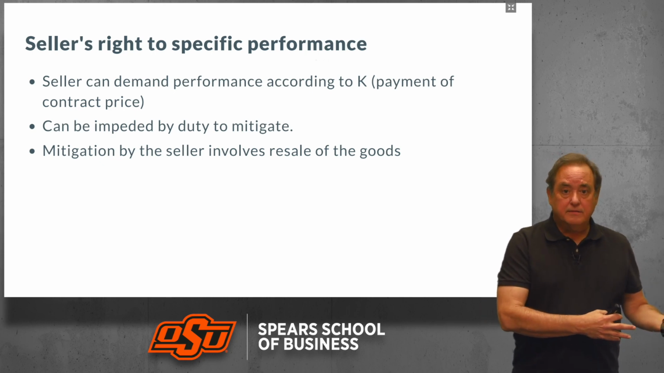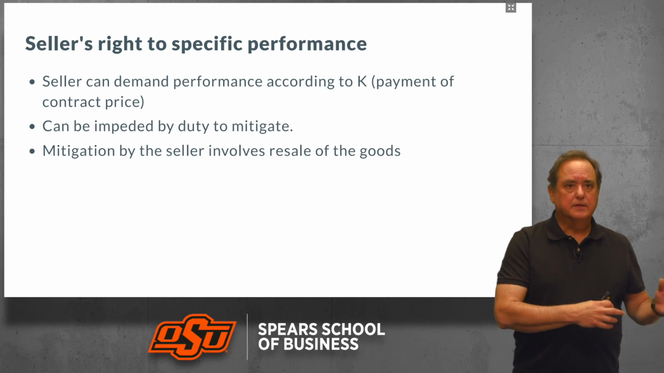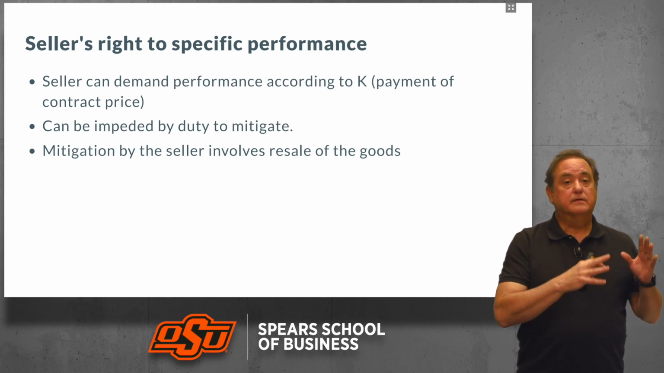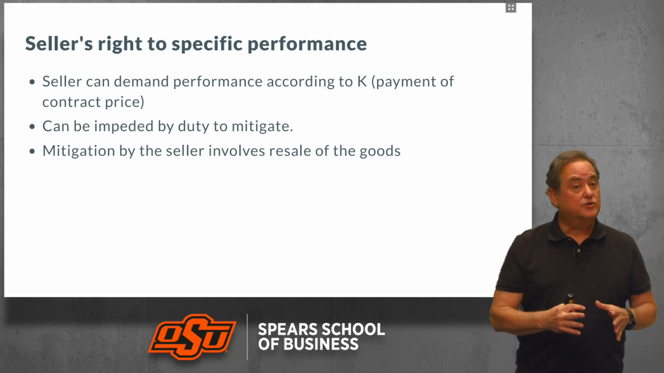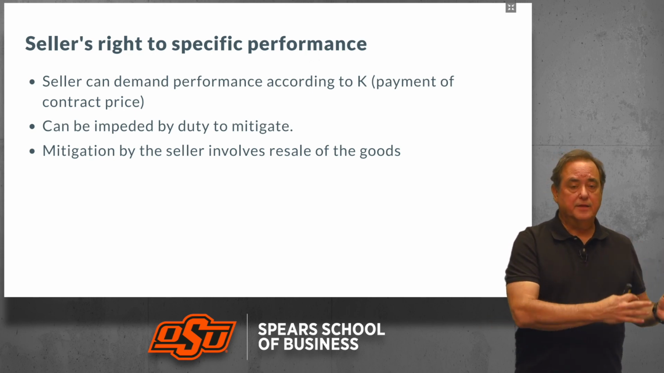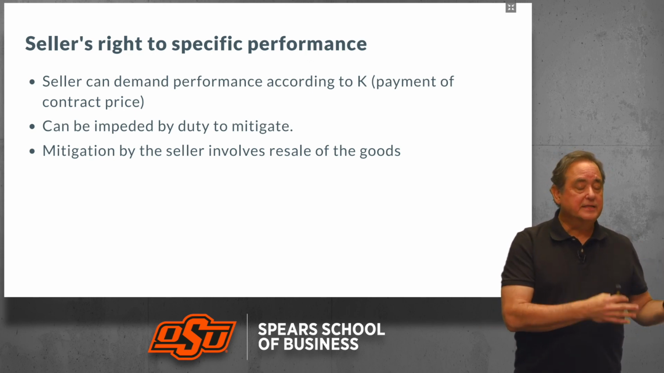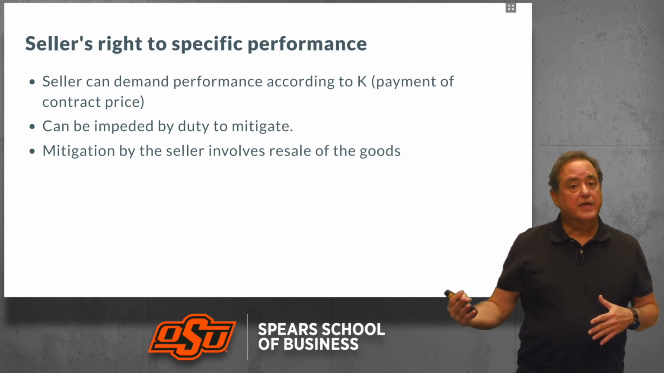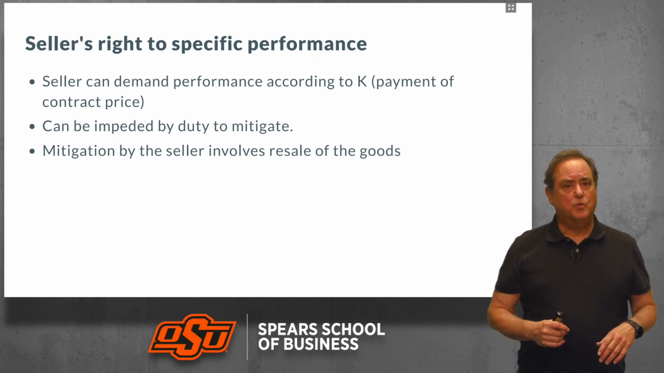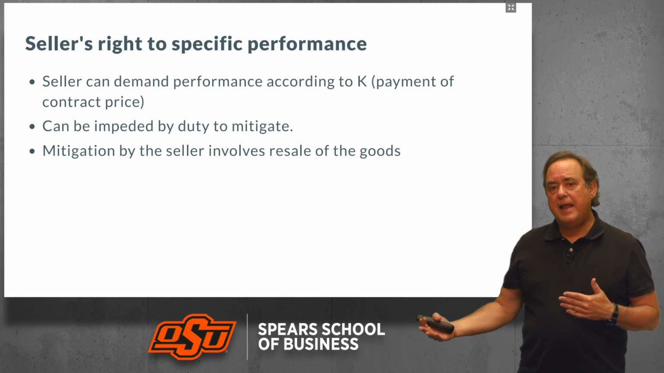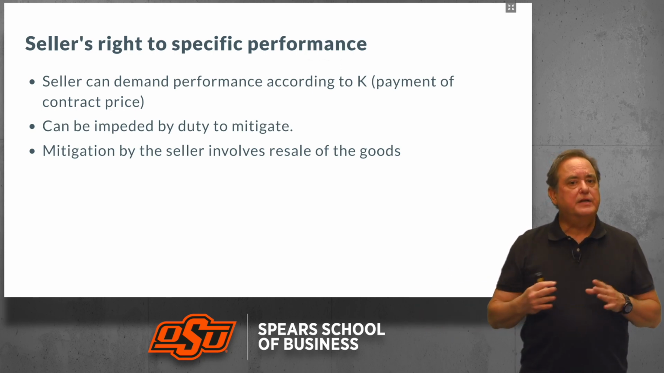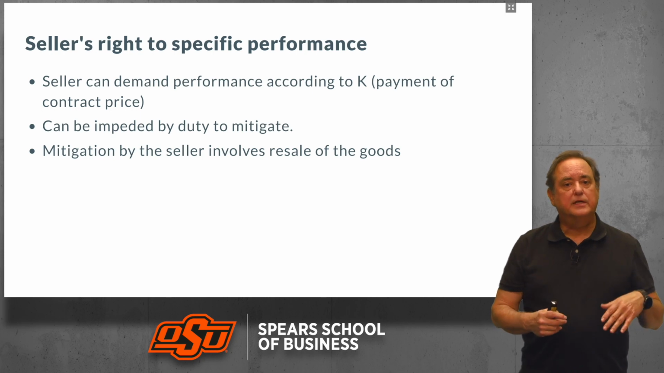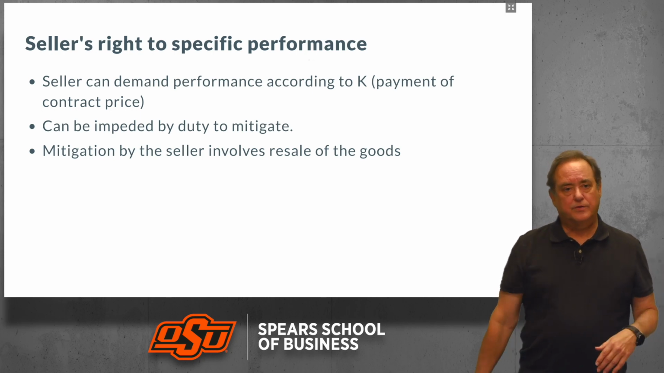at whatever the market price is. The seller then can sue the buyer for the difference between the contract price and the market price. The market price in this case presumably less than what the contract price was. So when we demand payment, that is subject to the seller's duty to mitigate, the seller's duty to resell the goods.